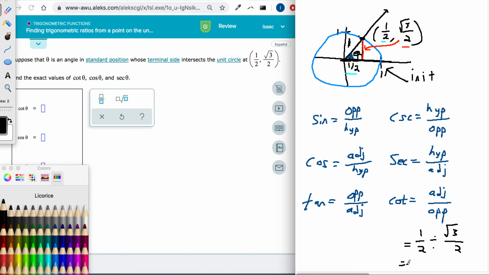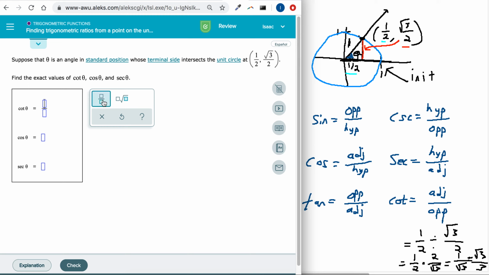And we know how to simplify fractions. You flip and multiply the second one. So that's going to give you 1 over square root of 3. But we don't usually like to have radicals in the bottom if we can avoid it. So multiply the top and the bottom by square root of 3. That's square root of 3 over 3 for cotangent. So cotangent took a bit of work.